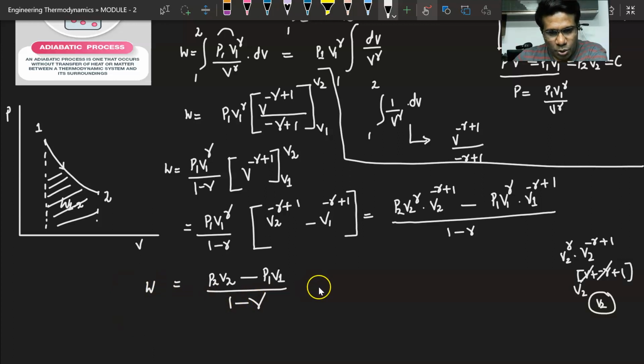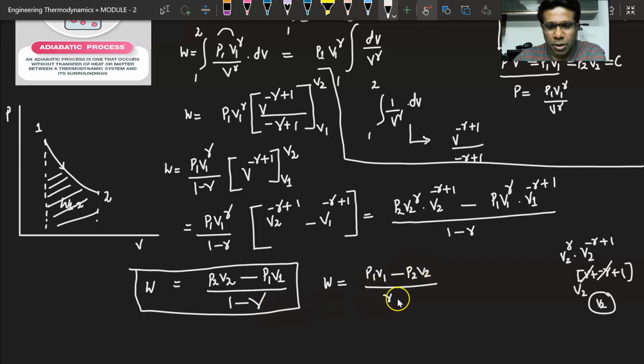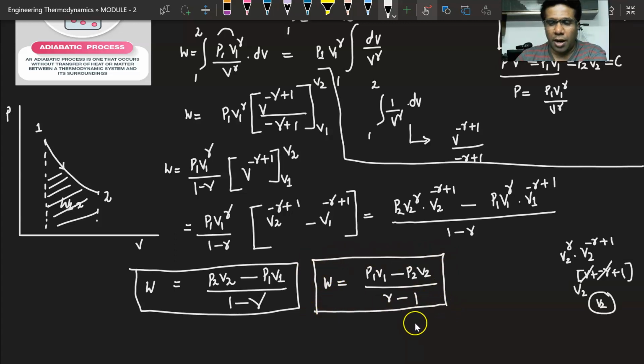This can also be written like this: W is equal to P2 V2 minus P1 V1 by 1 minus gamma. Or I can write it as W is equal to P1 V1 minus P2 V2, and therefore the lower term will become gamma minus 1. So that is the equation for work done for an adiabatic process.